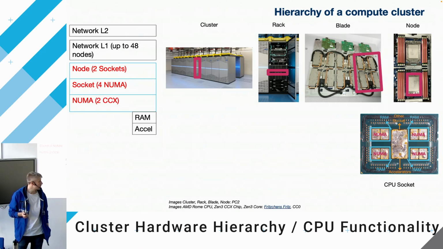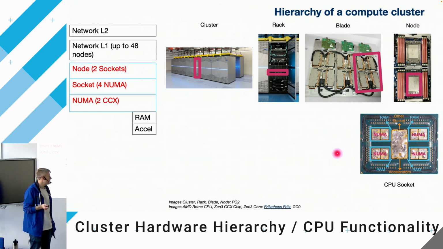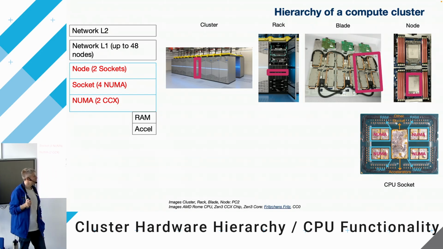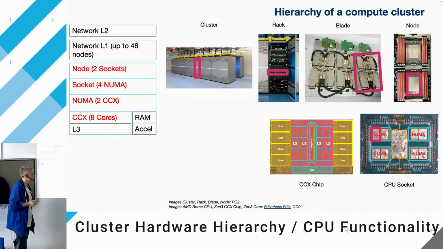So as we see here, it is divided. There's a hierarchy here in these NUMA nodes. We will later today talk in more detail about NUMA. So 2 of these dies belong to one NUMA domain here, and also some of the RAM. And we have 4 of them per socket, so 8 of them in total per node.